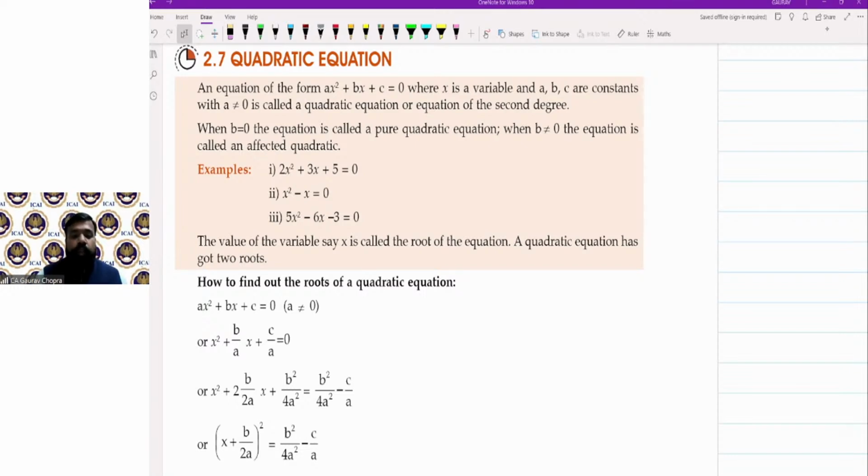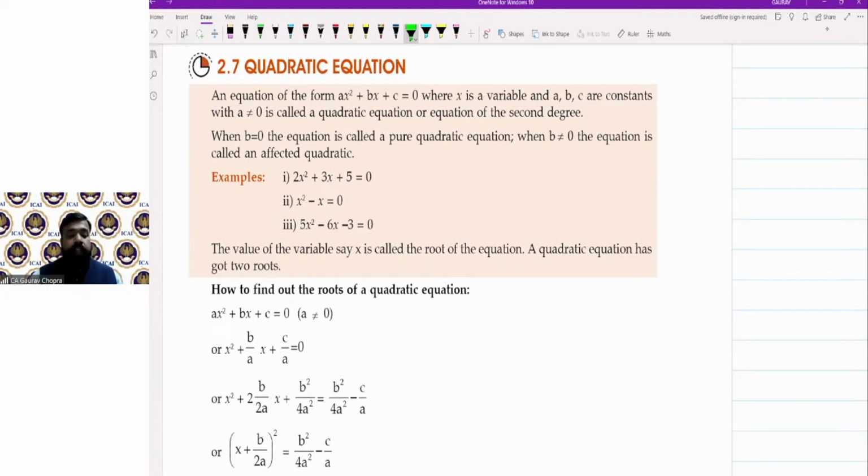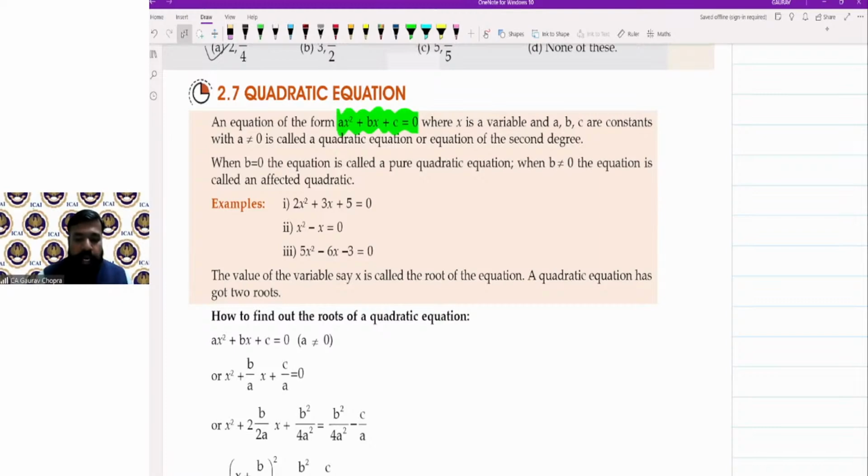Great. So let us begin with the topic quadratic equation. As we had discussed earlier also, what is a quadratic equation? Whenever there is an equation having a variable with power 2, a variable with degree 2, it is known as a quadratic equation. The basic format of a quadratic equation is ax square plus bx plus c is equal to 0, where a is known as the coefficient of x square, b is known as the coefficient of x, and c is the constant. So this is the basic format of a quadratic equation.